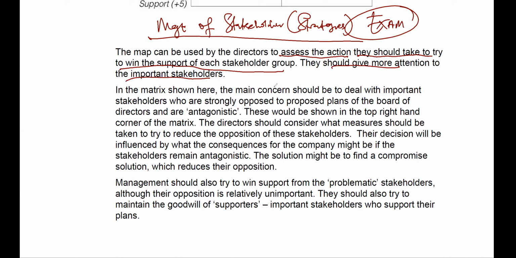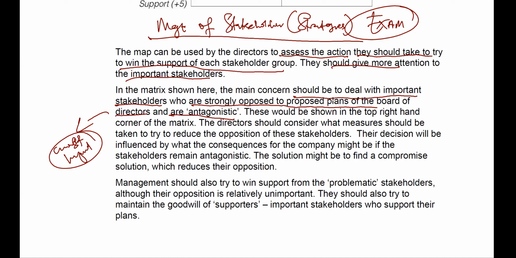In the matrix that we've seen, the main concern should be to deal with important stakeholders who are strongly opposed to the proposed plans of the board of directors and are antagonistic. These are the most important and opposing ones, right? These are the people you try to deal with immediately, because if that threat is not neutralized, you're going to have a problem. Are we okay?